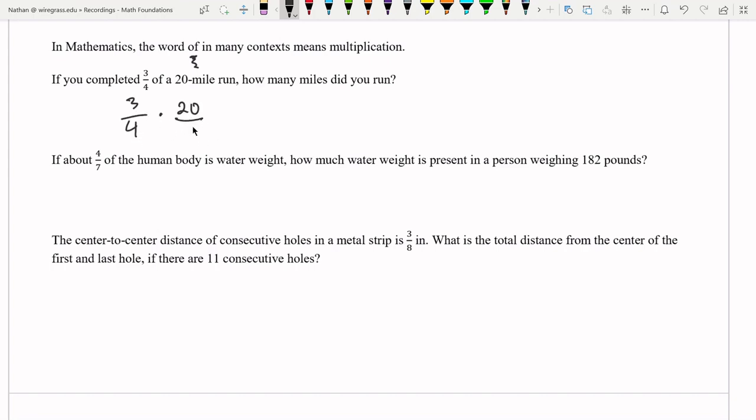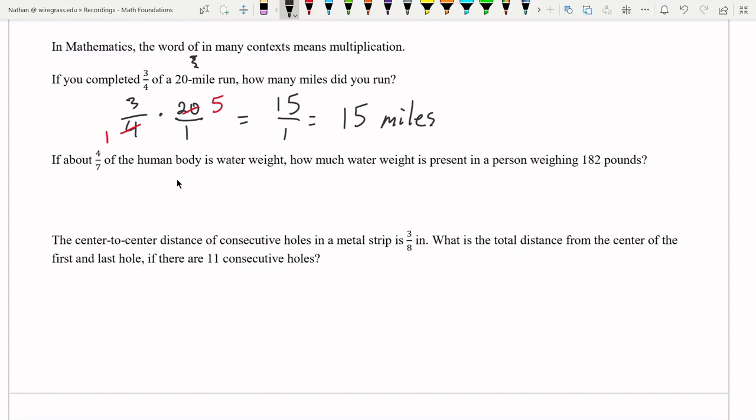I'm going to write 20 as 20 over 1. So all I need to do is reduce, I can reduce this by 4, reduce this one by 4. And that gives me 3 times 5 is 15. 1 times 1 is 1. This, of course, is just 15 miles. 3/4 of 20 miles is 15 miles.